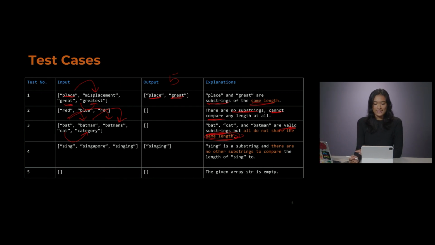And for our fourth test case, we are going to have 3 strings passed in, and that will be sing, Singapore, and singing. The output should actually be sing, not singing, so this is a little typo. And I'm going to show you why. So sing is actually a substring of Singapore, and you'll see that it's a substring of singing as well. So that's our substring. And we would be returning sing, not singing, because we have one valid substring and we have no other substrings to compare that length to. So we are only going to be returning sing because there are no other substrings to compare the length to.